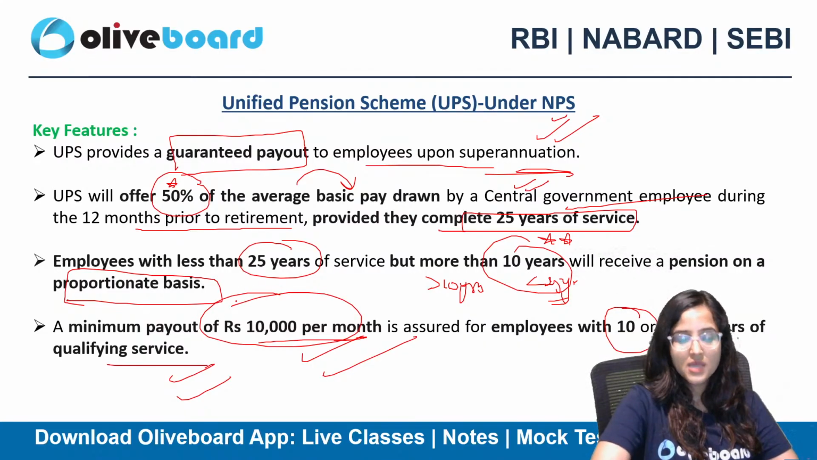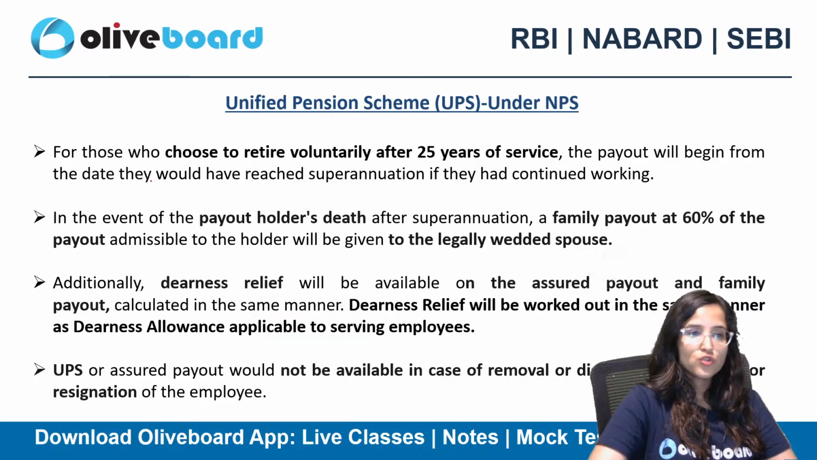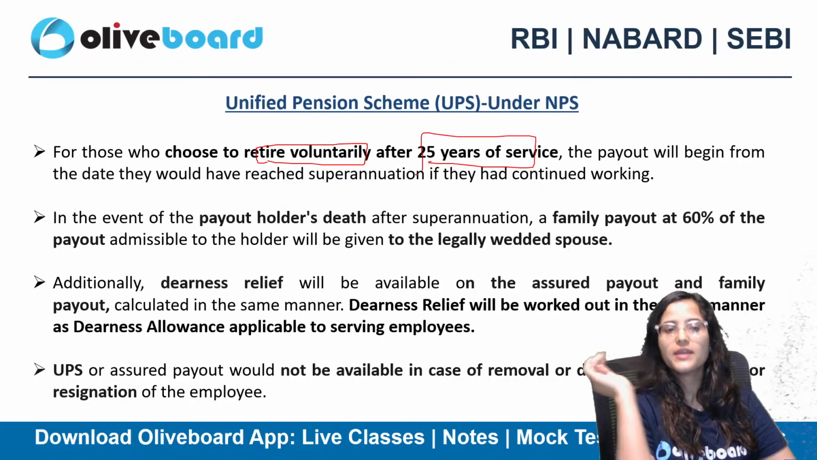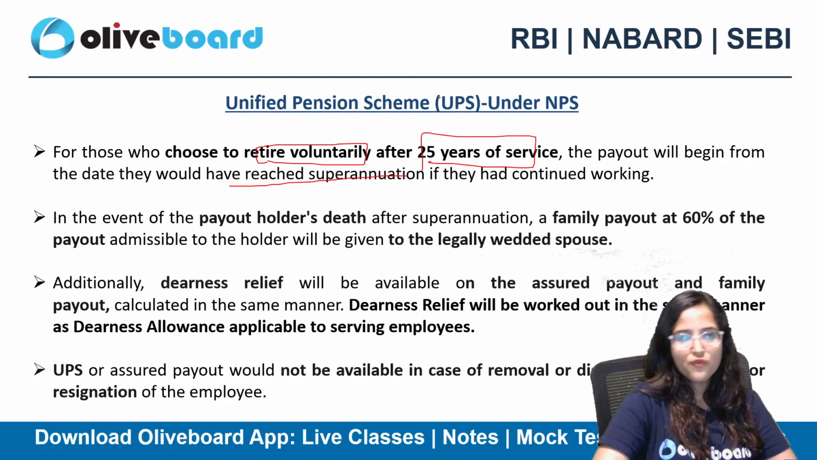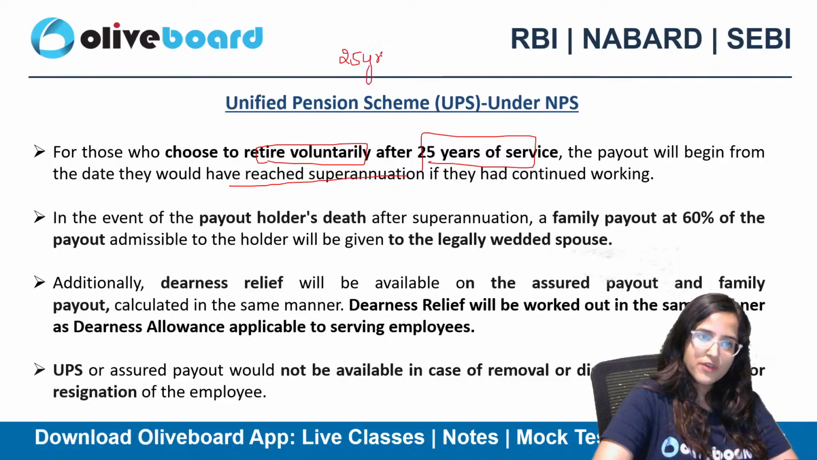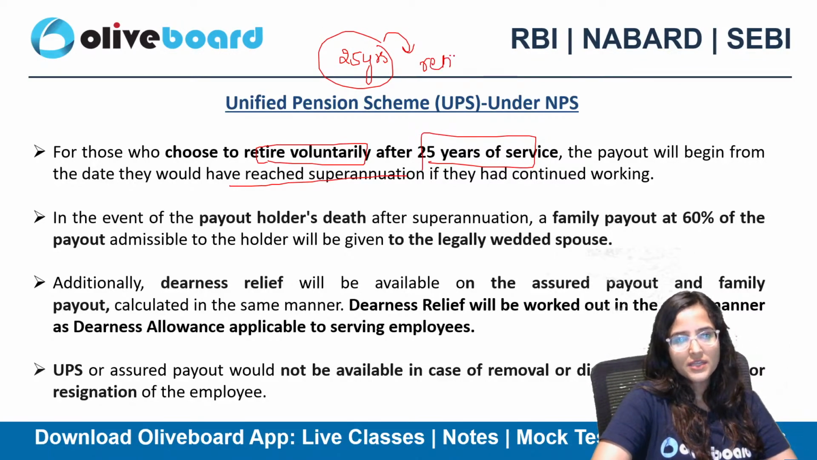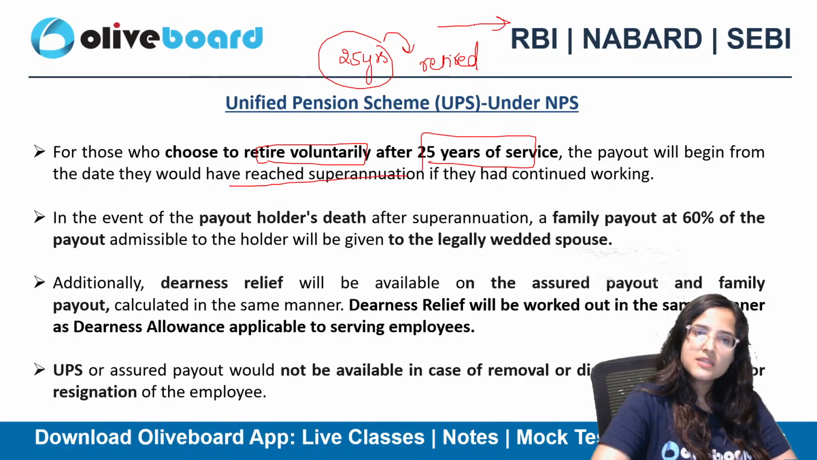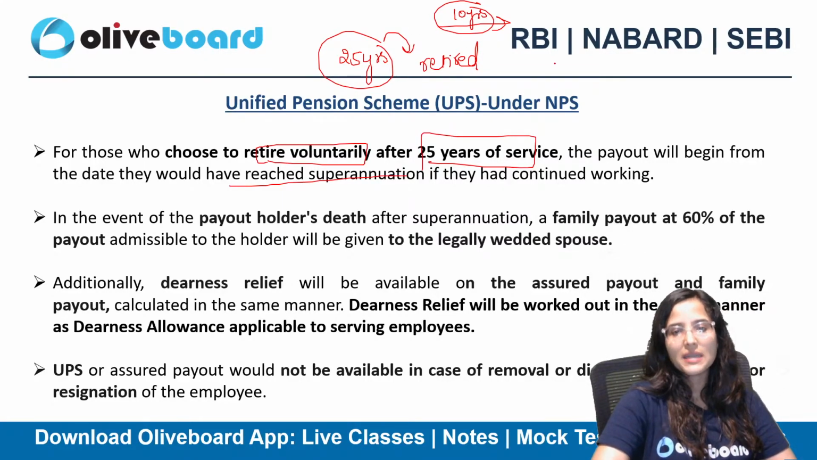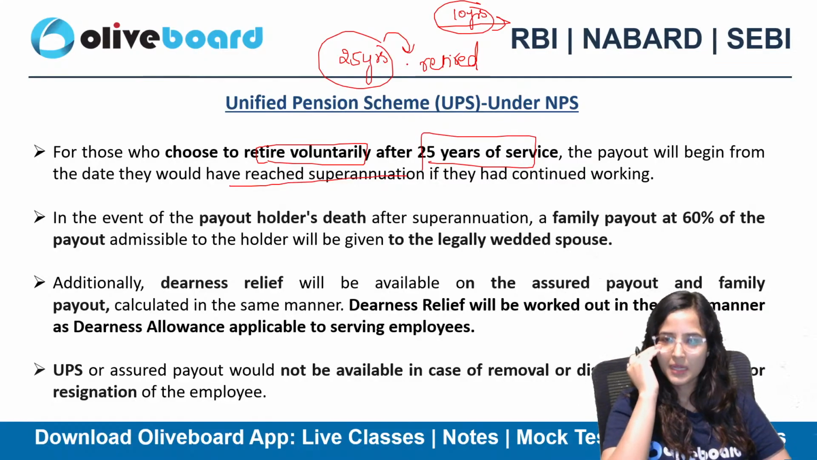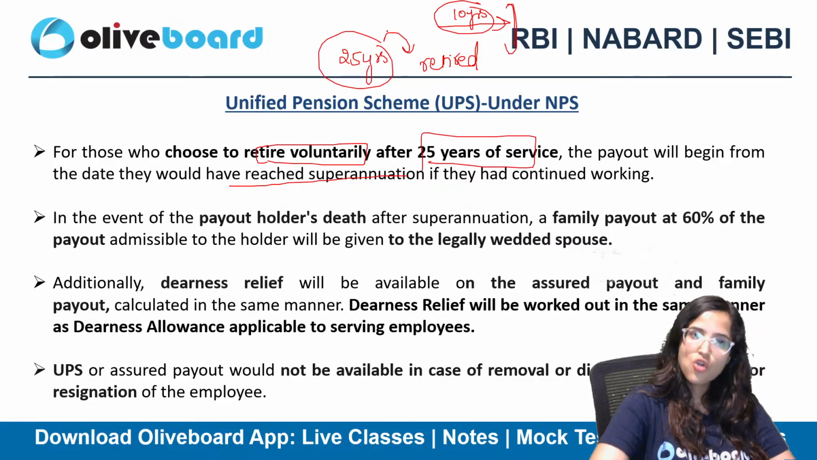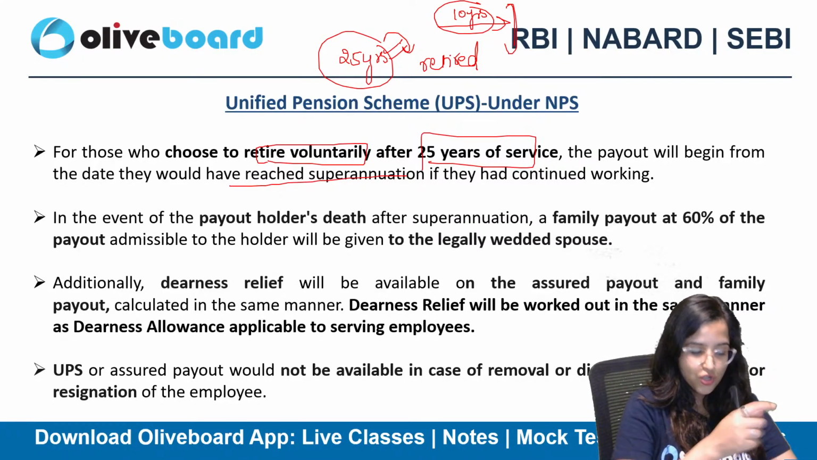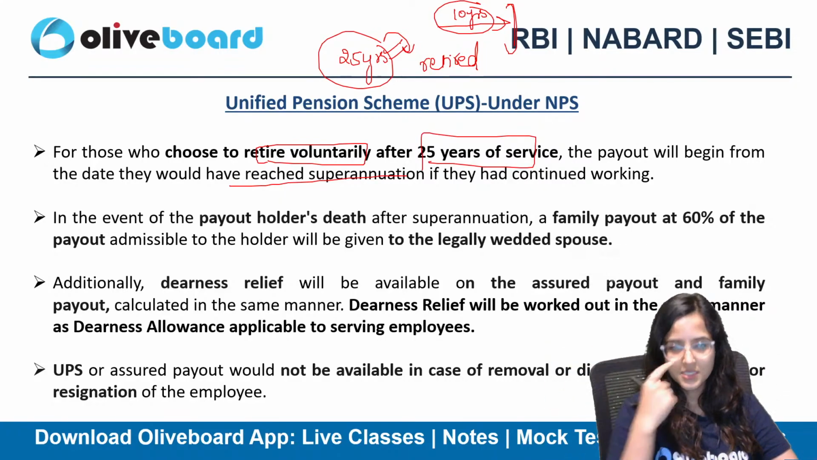So minimum payout of rupees 10,000 per month. And for those who choose to retire voluntarily after 25 years of service, the payout will begin from the date they would have reached superannuation. So, for example, after 25 years of service you have voluntarily retired, but still, say, 10 years of your contributions are pending. You will start getting the payout after these 10 years. So not immediately after you retire, but after your superannuation, basically after your time period has been reached.